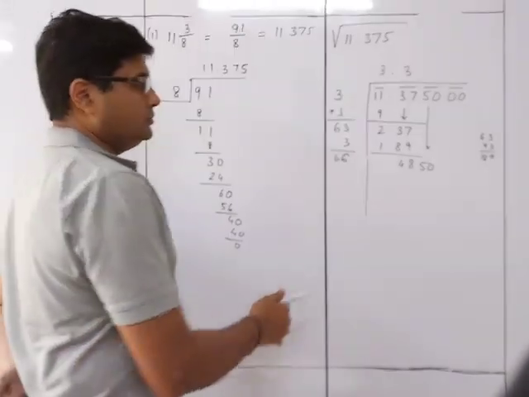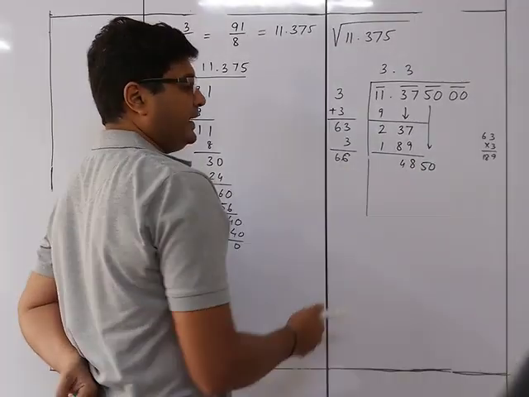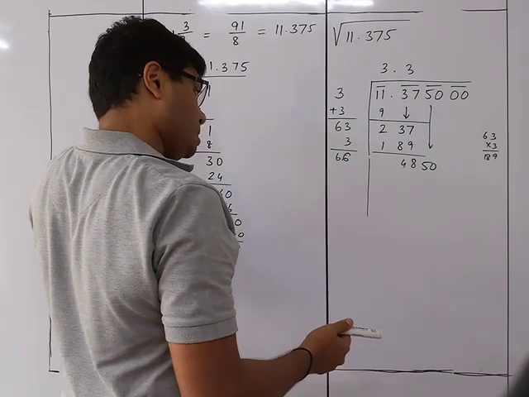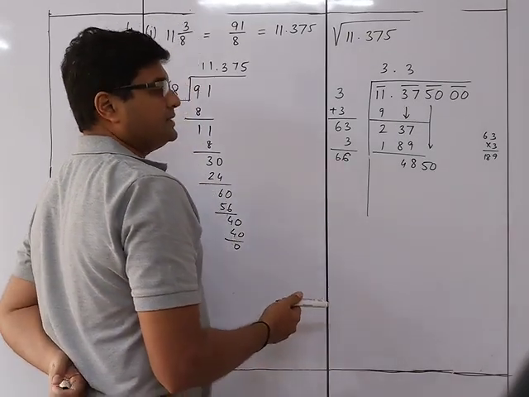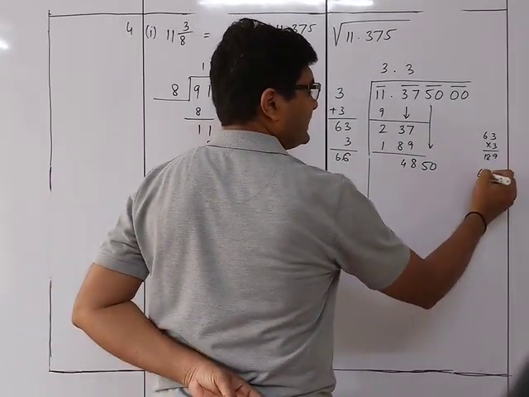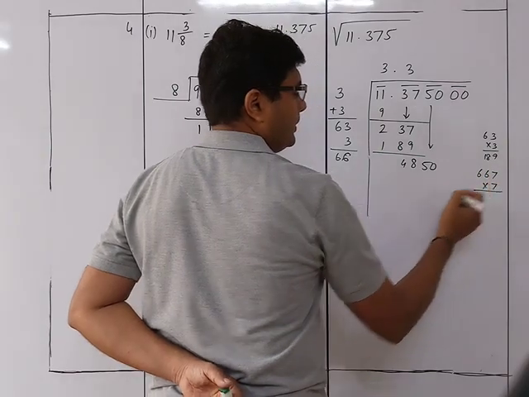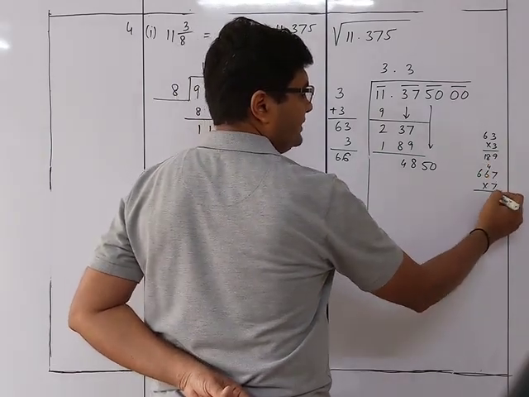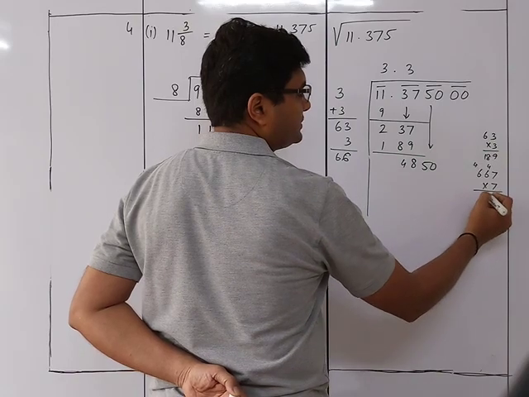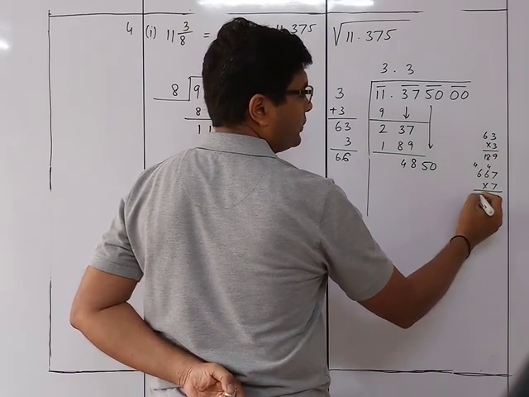Okay, now we see this over here, 6 and 48. So we can try the number over here as 7. So 6, 6, 7 into 7. 7 7s are 49. 7 6s are 42 plus 4 is 46.